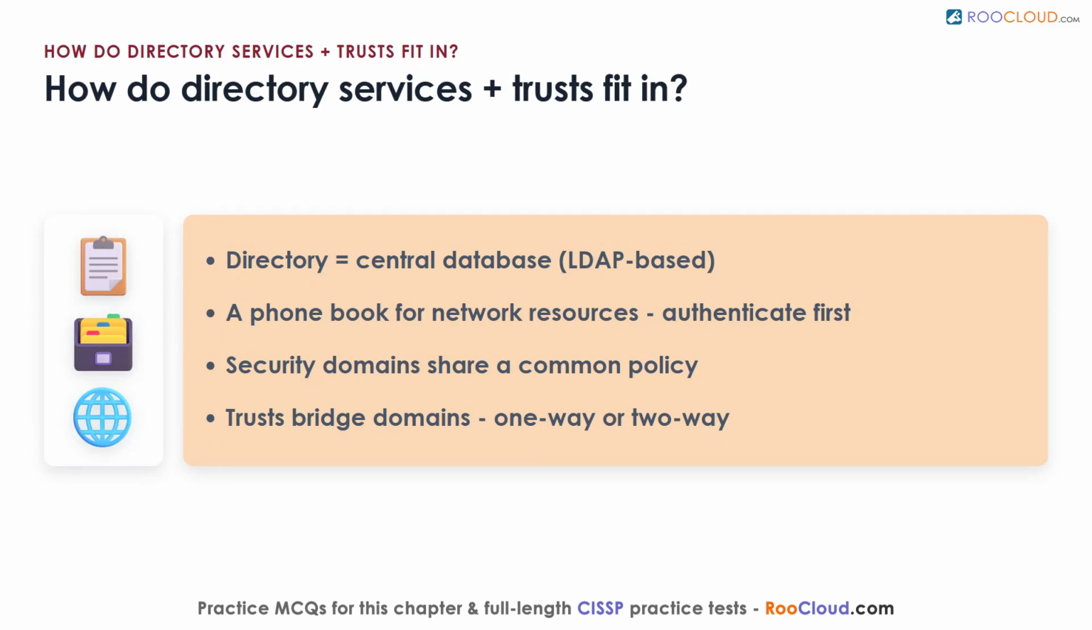Larger environments split into security domains, each a set of subjects and objects under a shared policy. Trusts then bridge those domains so users in one can reach resources in another, and a trust can run one way or both ways. That same directory protocol also serves a public key infrastructure, letting clients query a certificate authority about a certificate.